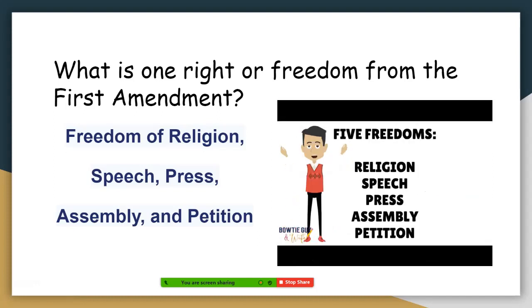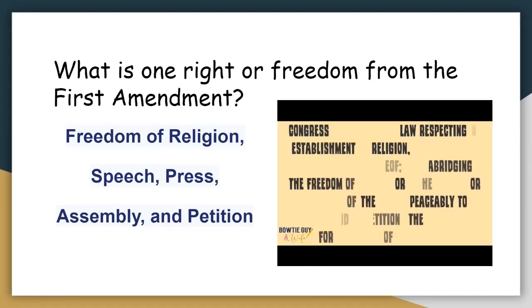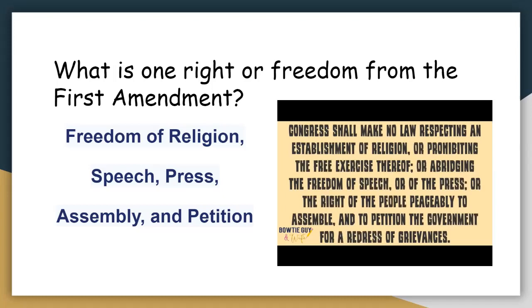The First Amendment in the Bill of Rights contains 5 freedoms that Americans still treasure today. They are the freedom of religion, speech, press, assembly, and petition. I wonder what the First Amendment actually says. Congress shall make no law respecting an establishment of religion or prohibiting the free exercise thereof or abridging the freedom of speech or of the press or of the right of the people peaceably to assemble and to petition the government for a redress of grievances.